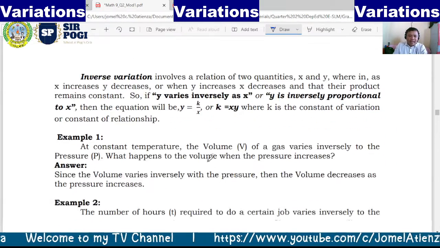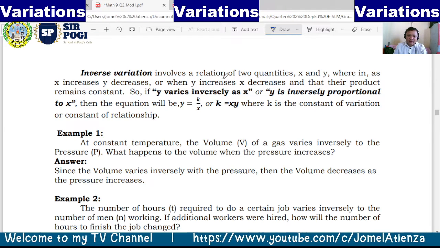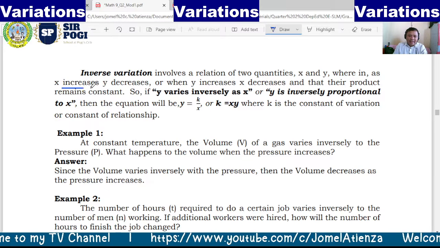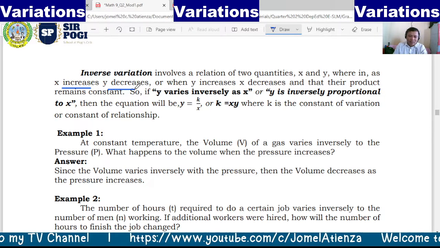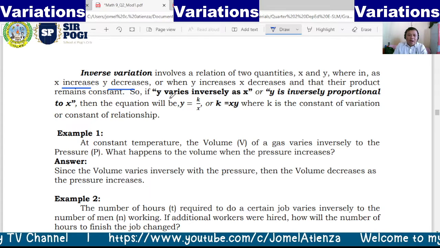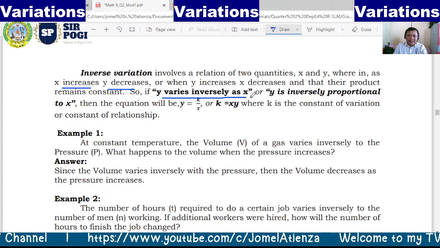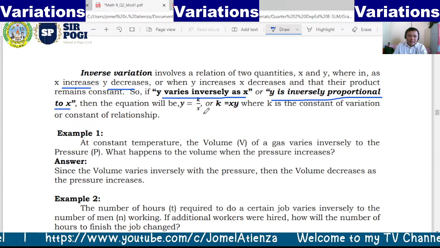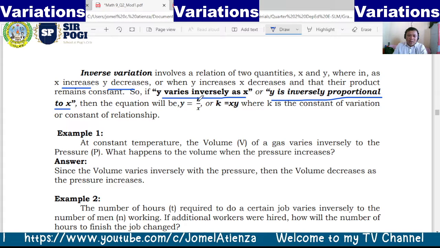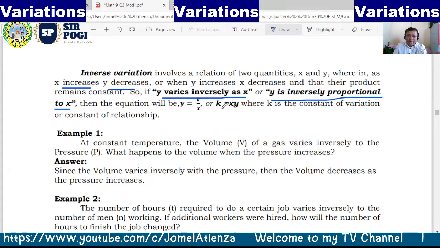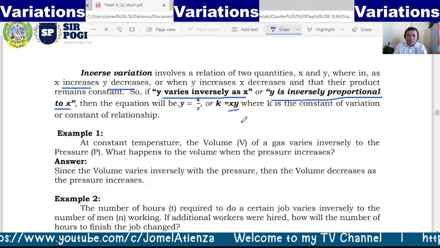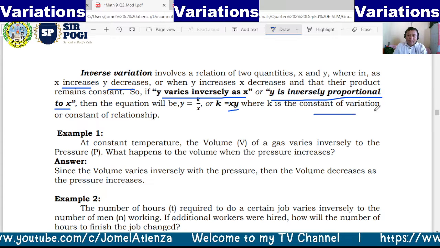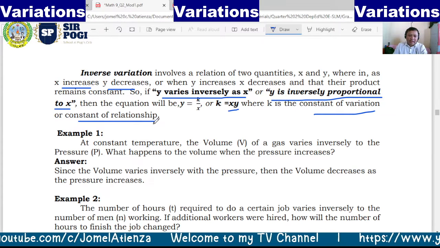So once again, inverse variation involves a relation of two quantities x and y, wherein as x increases, y decreases. Bumababa naman siya. So y varies inversely as x, or y is inversely proportional to x. Therefore, the equation will be y is equal to k over x, or k is equal to xy, where k is the constant of the variation or relationship.